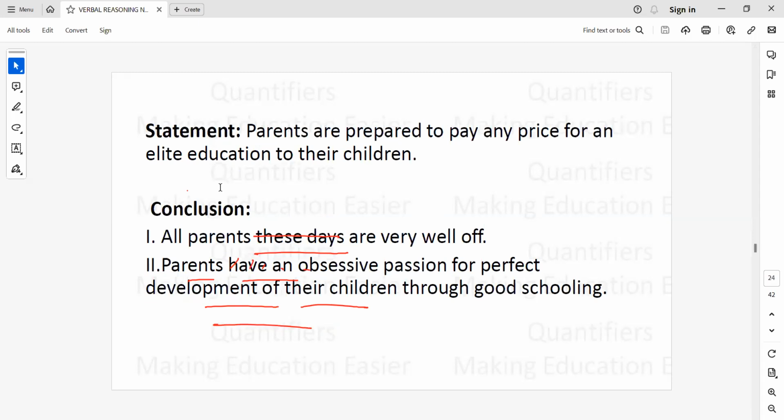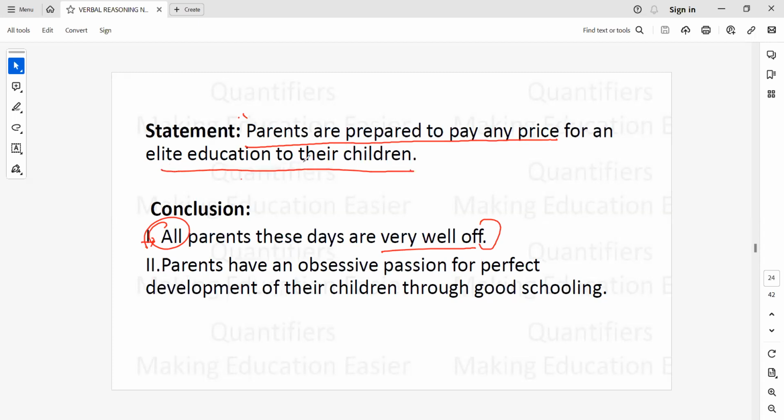Parents are prepared to pay any price for an elite education for their children. Now, on the basis of this, can we derive that all parents these days are very well off? What is the problem here? Extreme words, extreme trigger words. The statement says that parents are prepared to pay any price for an elite education for their children. But are all parents these days very well off? We don't know.